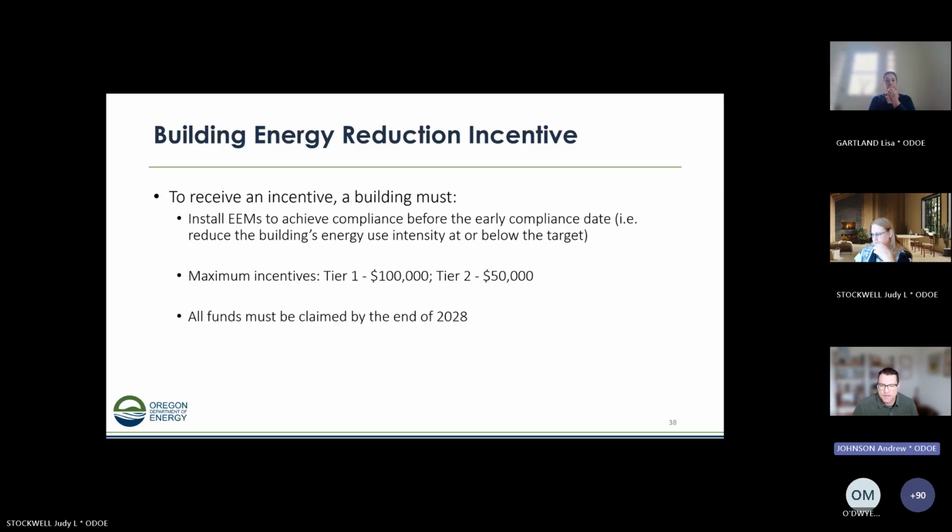Since this is actually a grant from the US EPA, we need to make sure that the funding has been distributed by the end of 2028.